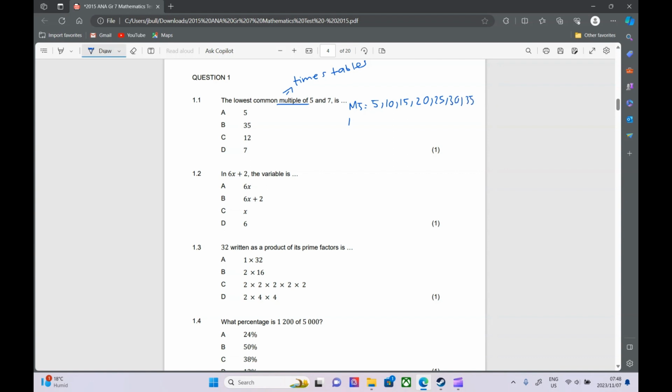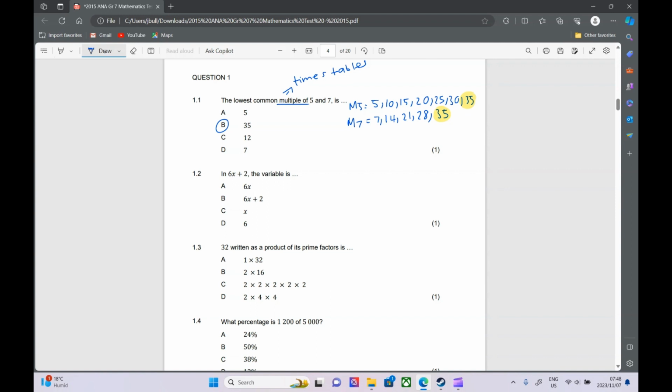And then our 7 times tables, we're going to go 1 times 7, 2 times 7, 3 times 7, and so on, until we get a number that's the same. So here we can see this number, 35, is the same. So that is the smallest number that is in both of those times tables. Okay, so the lowest common multiple of 5 and 7 is the lowest number in those timetables, and that is 35.